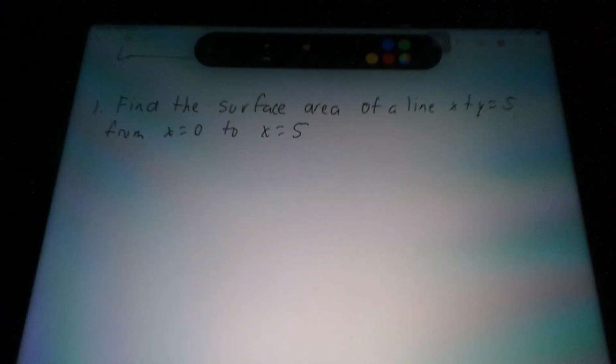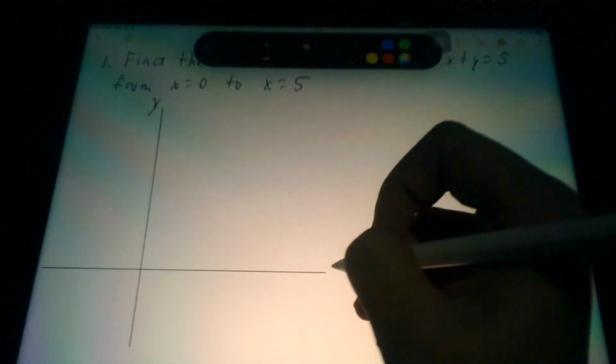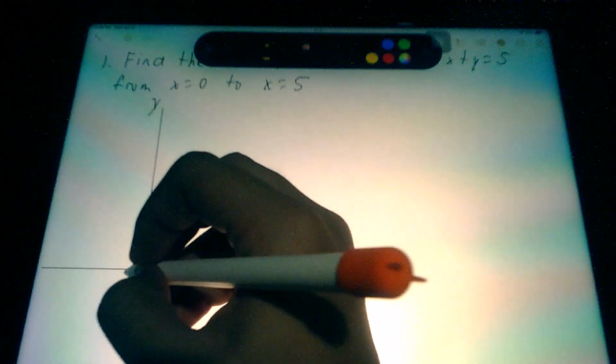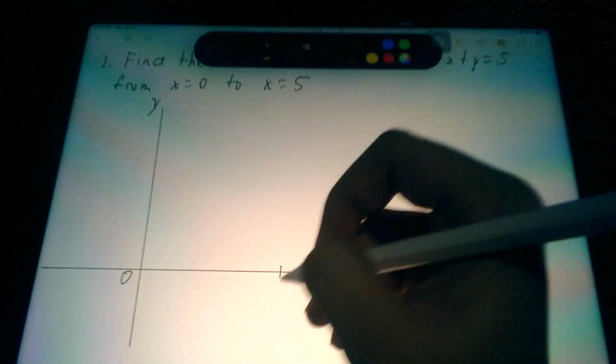Let me give you 2 examples here. Number 1 example: find the surface area of the line x plus y equals 5 from x equals 0 to x equals 5. Now the first thing we need to do here, which is very important, is to illustrate. Say that this is our y-axis and this is our x-axis, bounded from x, let's say this is 5.